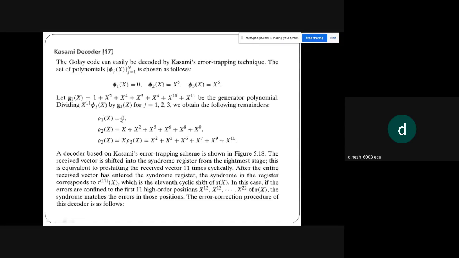P1 of x is equal to 0. P2 of x is equal to x plus x power 2 plus x power 5 plus x power 6 plus x power 8 plus x power 9. Similarly, P3 of x will be x power 2 plus x cube plus x power 6 plus x power 7 plus x power 9 plus x power 10. So this diagram I'll show you in the error trapping scheme.